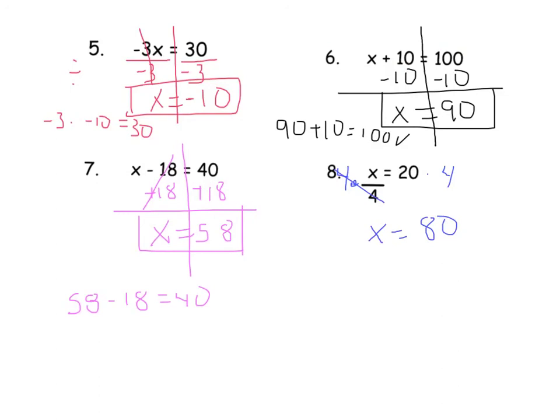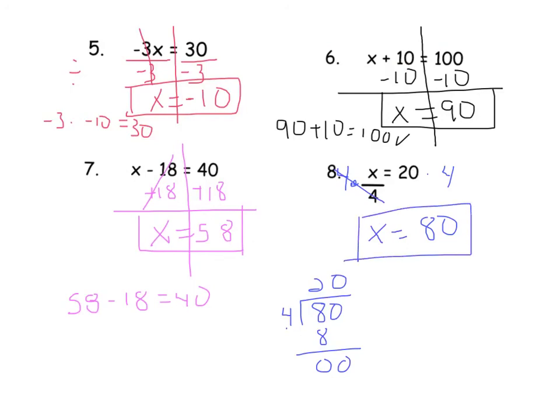And I'm going to write this check step a little differently, for those of you that need to do your division like this. 4 goes into 8 2 times. 4 goes into 0 0 times. So 80 divided by 4 is 20. That checks out. So that is my answer.